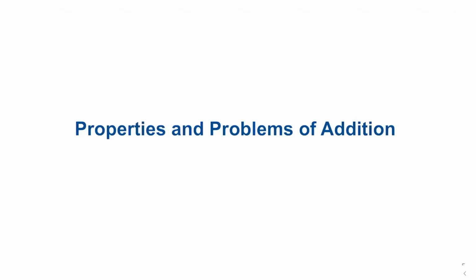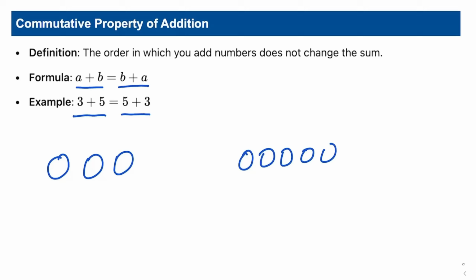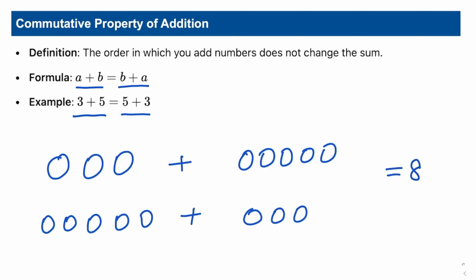Now let's look at some properties and problems of addition. Addition is commutative. What does it mean? If I have two numbers, a and b, a plus b equals b plus a, just like 3 plus 5 equals 5 plus 3. Like I have 3 circles here, I have 5 circles over there. 3 plus 5 will be the same as adding 5 circles and 3 circles. Both are 8.